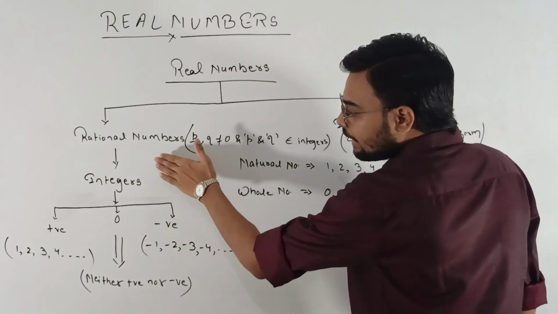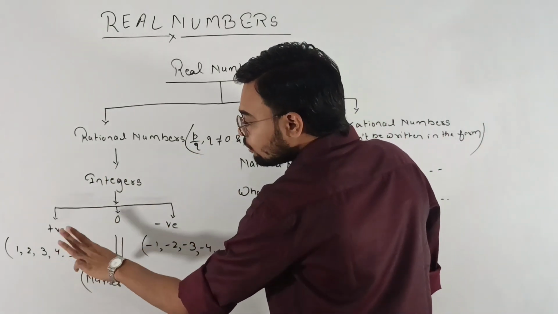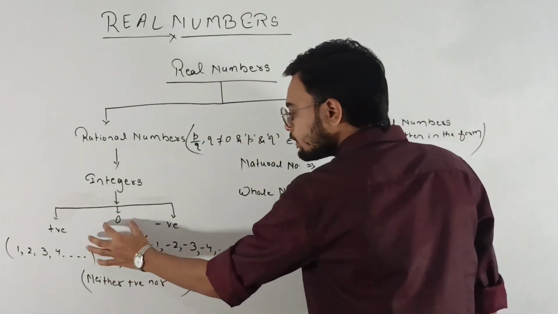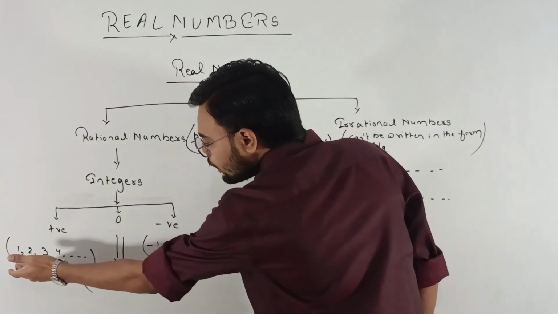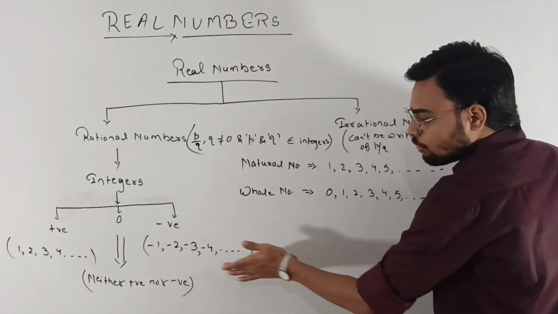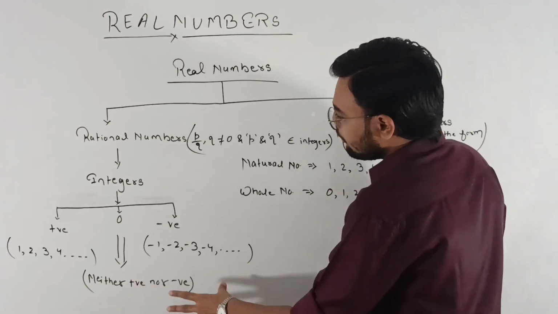Then after rational number we get integers. An integer is then classified into three types. First is positive integer, second is negative integer, third one is zero. Positive integer is what? 1, 2, 3, 4, 5, 6, 7, 8. Negative integer is -1, -2, -3, -4, -5, and so on. And 0 is what? 0 is neither positive nor negative.